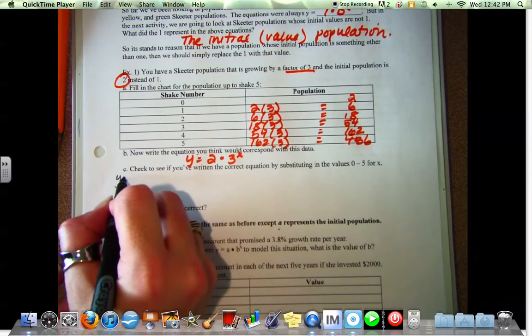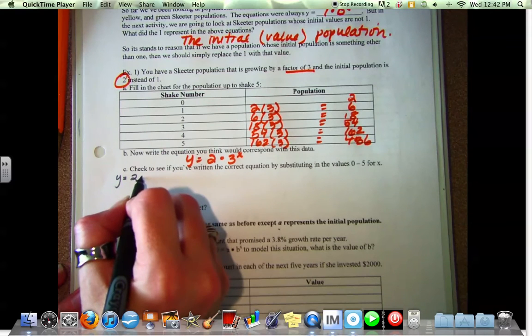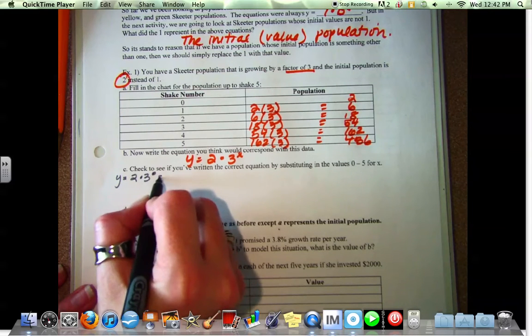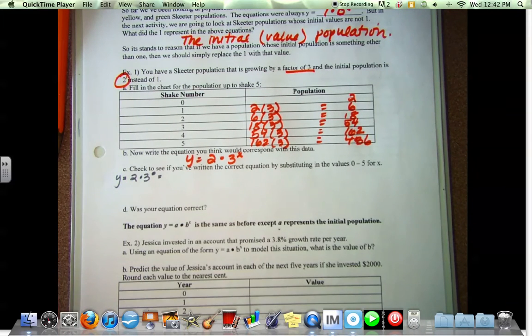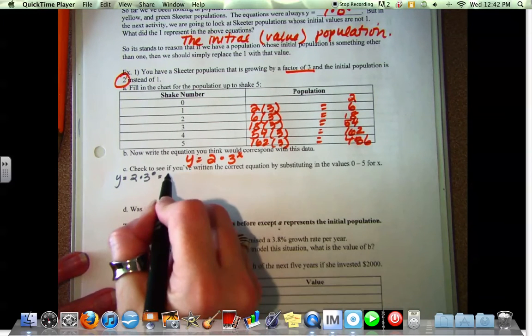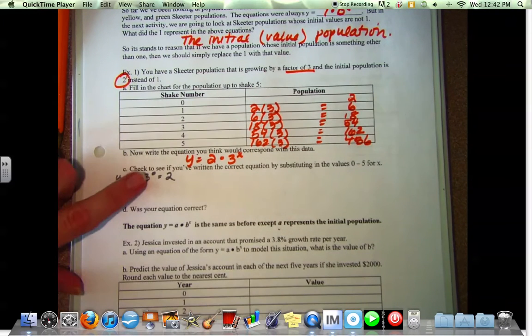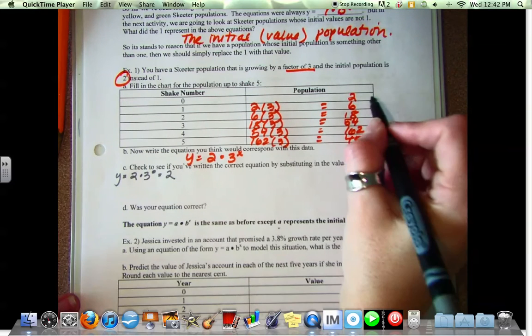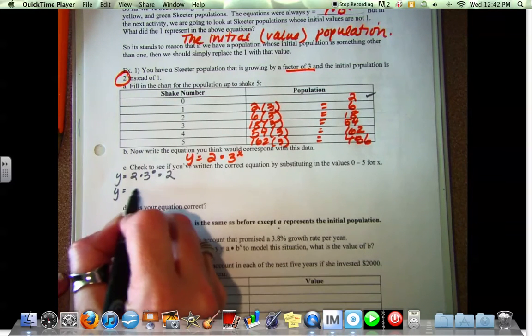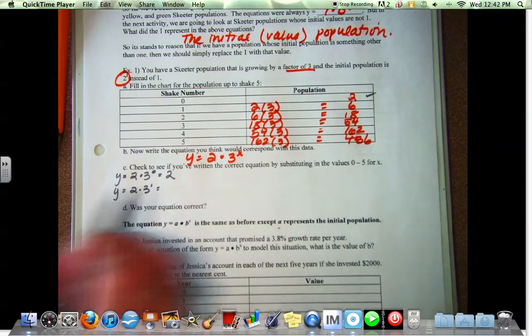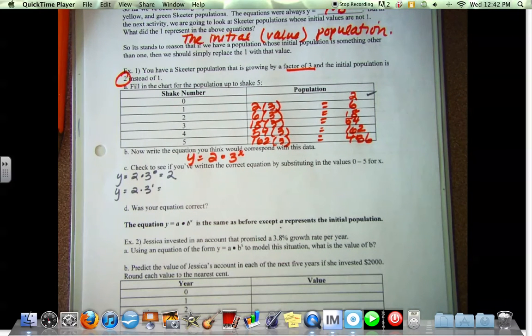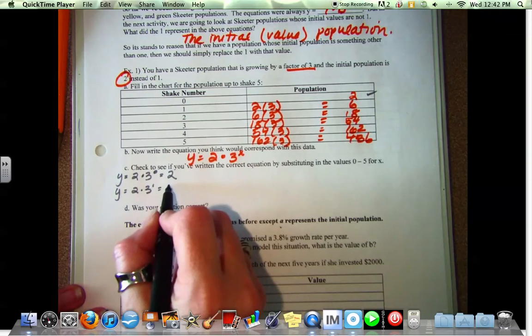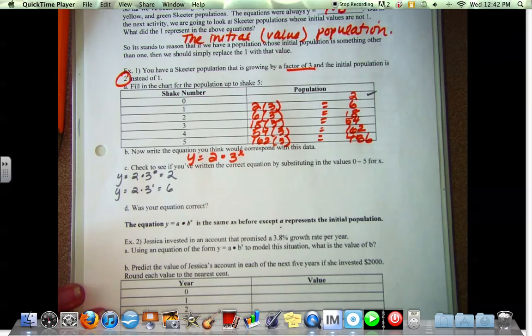So y equals 2 times 3 to the 0 power. What's 3 to the 0 power? 1. 1 times 2 gives us 2. So what this means is that at shape 0, we should have a population of 2. Do we? Okay. Y equals 2 times 3 to the first. So 3 to the first power is? 3 times 2 is? So at shape 1, do we have a population of 6? Yes.